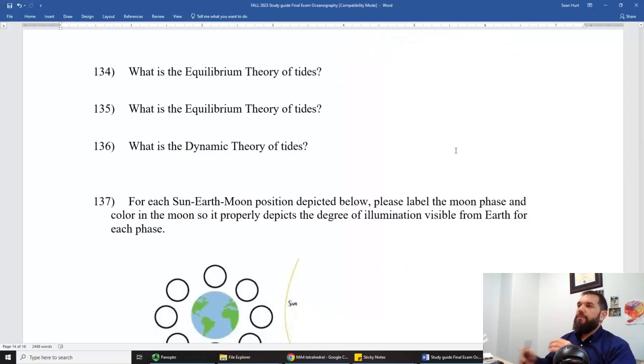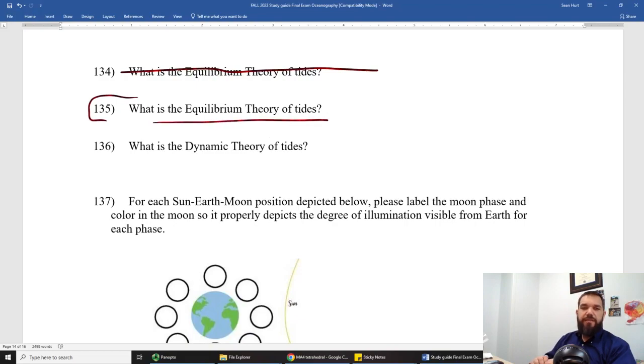So what is the equilibrium theory of tides? Equilibrium theory of tides is kind of the first attempt that was made to explain tides, by Isaac Newton. He tried to explain and predict tides using only astronomical variables: centrifugal force, the gravitational effect of the moon on the Earth, and the gravitational force of the sun on the Earth, and that's it, right? Those are the only things that are going to be considered, and let's try to predict the tides from there.